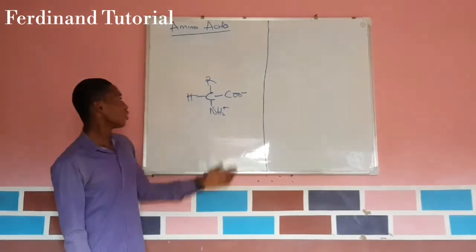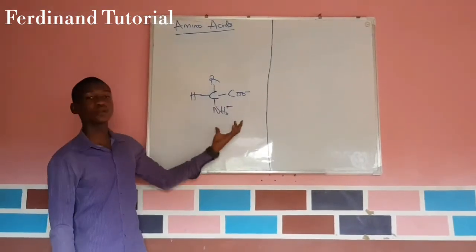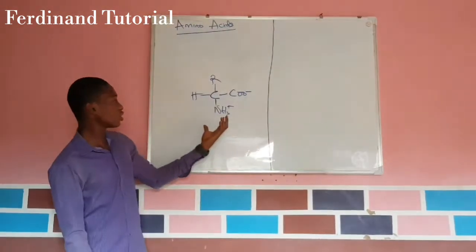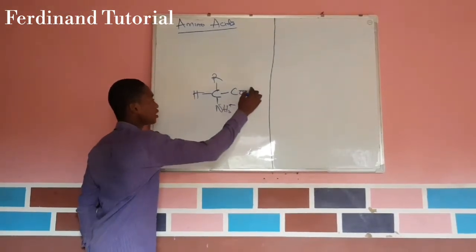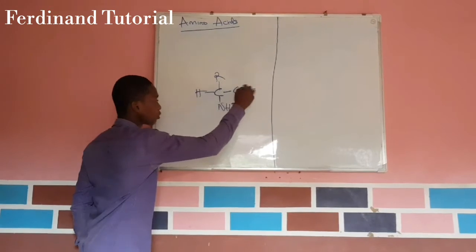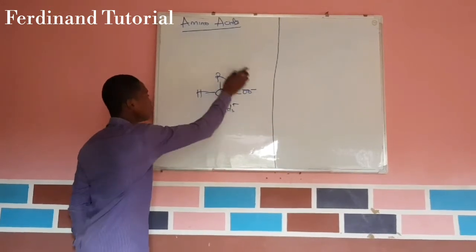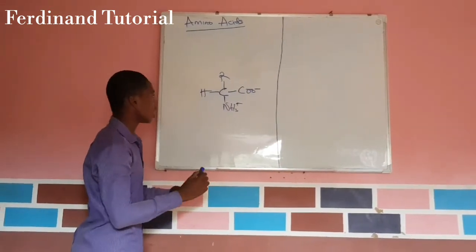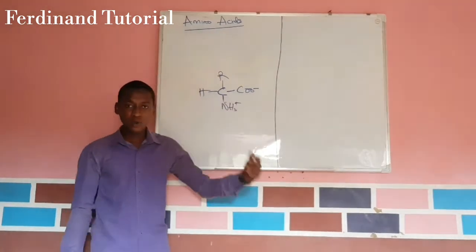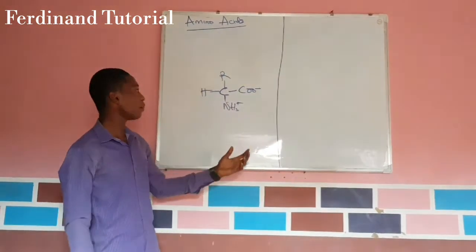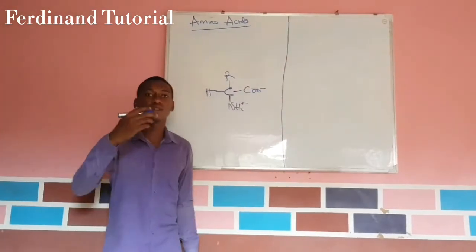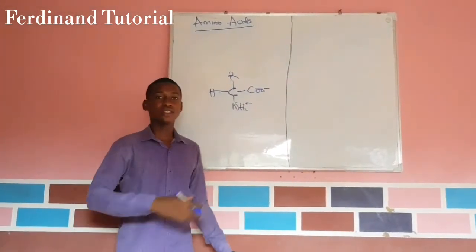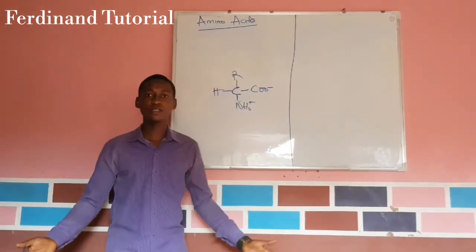Now remember that this amino acid is a neutral amino acid. It's not acidic, it's not basic. Why? Here we have plus, here we have a negative sign, and the negative and plus together make it neutral. But when amino acids are being arranged, when they are introduced to these functional groups, you see that the structure changes. It is either acidic or basic, as the case may be.